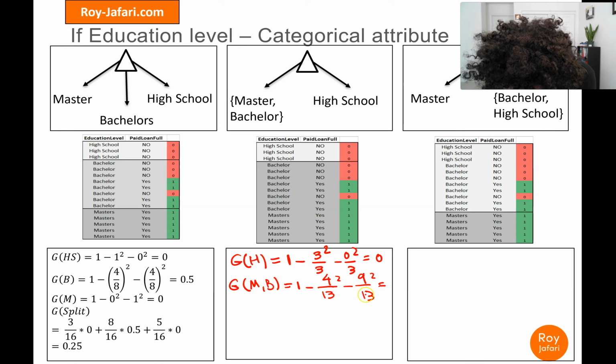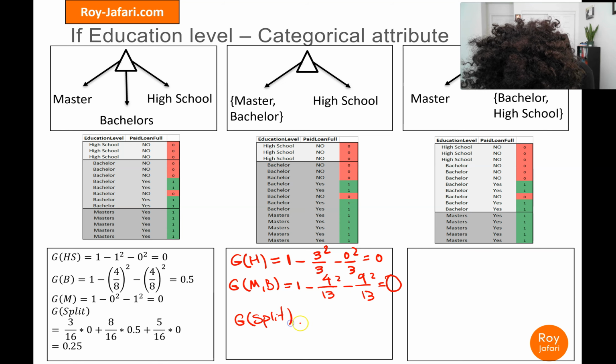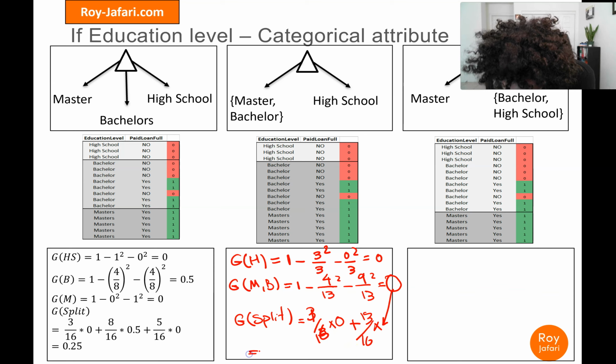And we calculate this, and after that, whatever this is, we have to calculate the weighted Gini index of this split. This whole split is going to be 1 over 3 multiplied by 0 plus this multiplied by 3 over 16, and this is going to be 13 over 16, right? And then we get an answer, right?